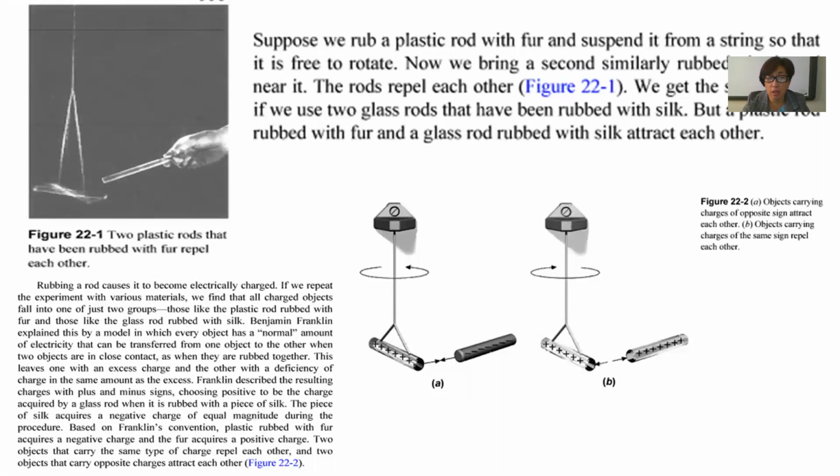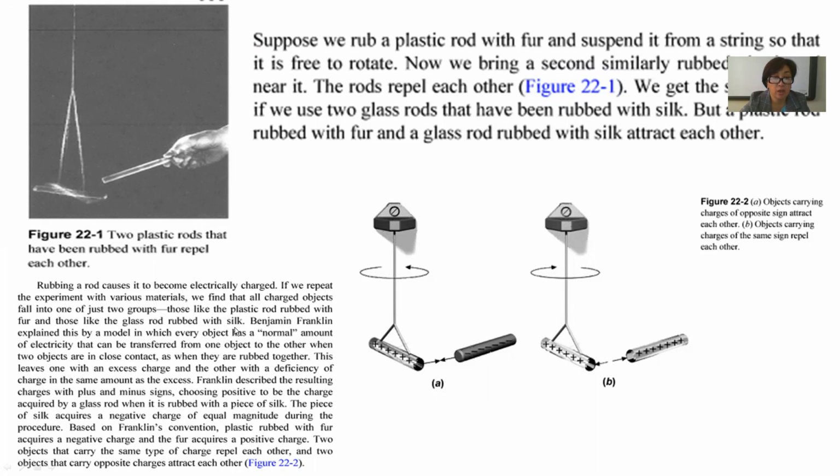In the figure, two plastic rods that have been rubbed with fur repel each other, and the remaining rod becomes electrically charged. If we repeat the experiment with various materials, we find that all charged objects fall into one of just two groups: like the plastic rod rubbed with fur, and those like the glass rod rubbed with silk.